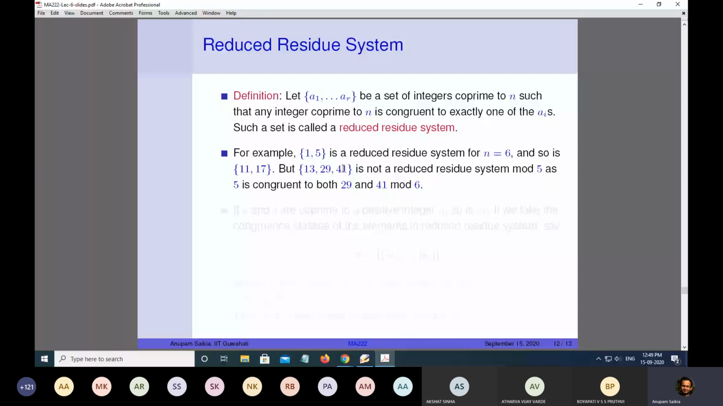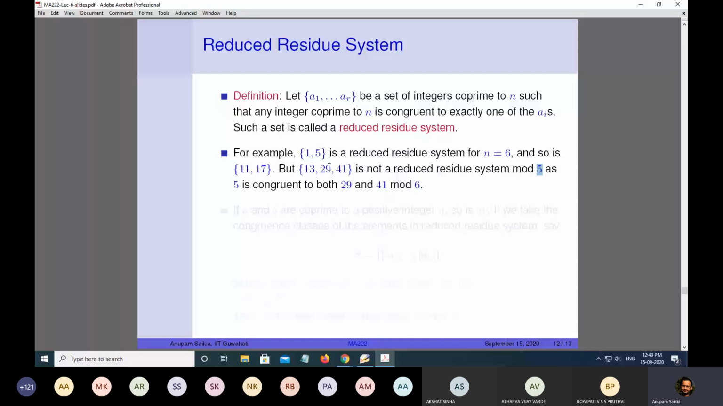Okay, so this 6 is also an unfortunate thing. This is not 6. This is 1, this is 5, and this is also 5. So modulo 6, this is not a reduced residue system. It's true that they are all co-prime to 6, but there is redundancy because 29 and 41, I don't need both.